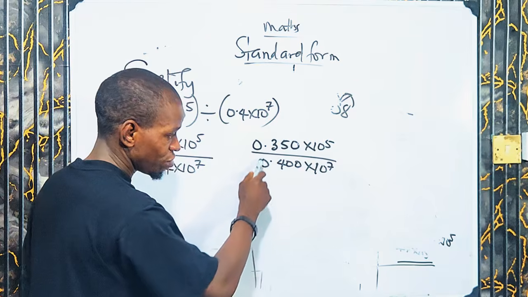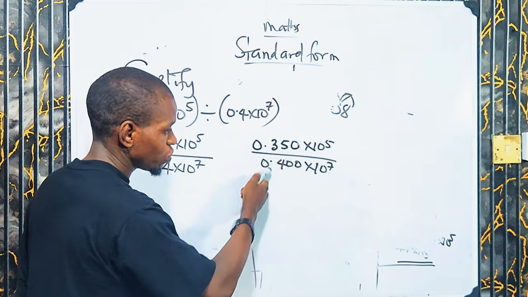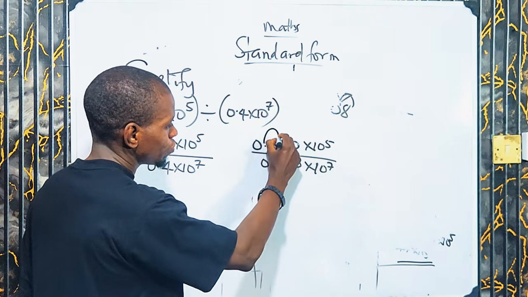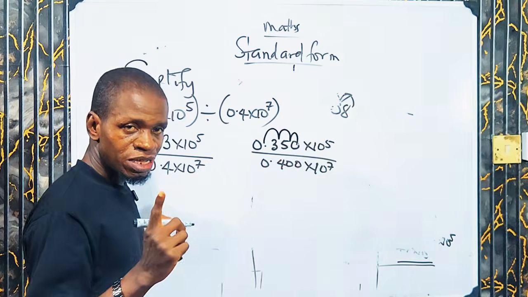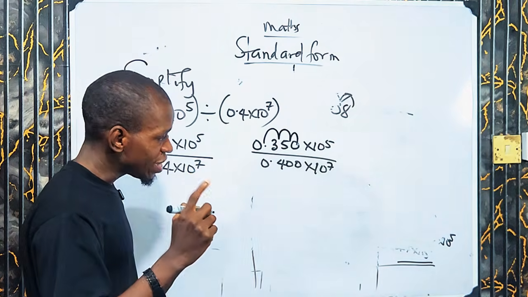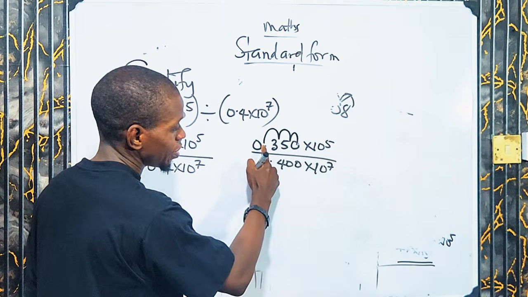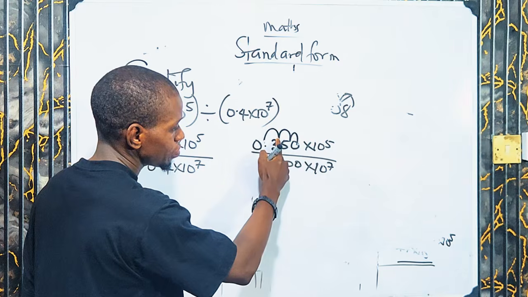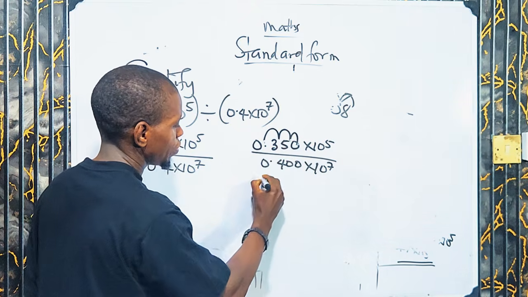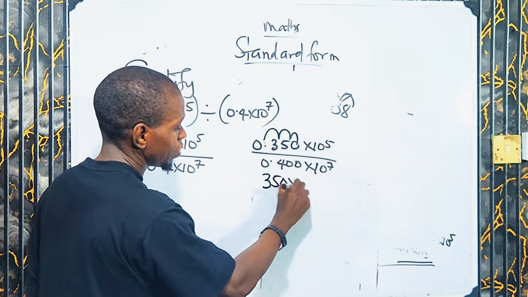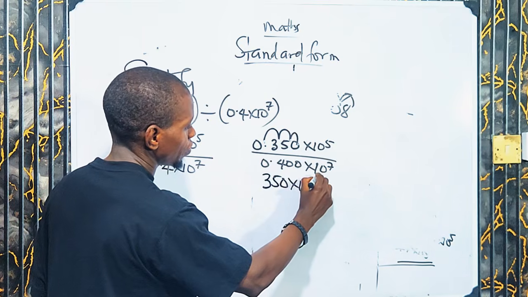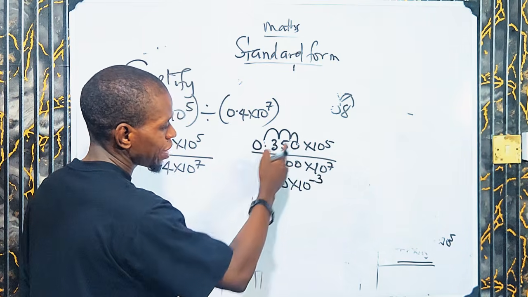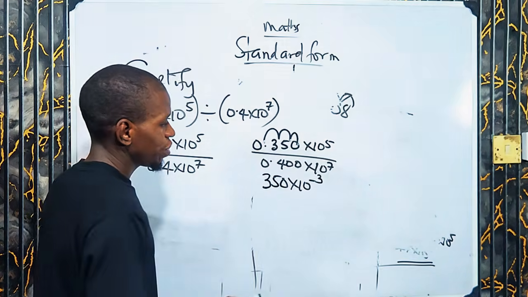So what do I say? Assuming I'm giving this question to solve, what will I say? From front to back is going to be what? Negative. Your n is going to be negative. How many times am I going to move? 1, 2, and 3. So I'm going to say 350 times 10 to the power negative 3, because from front to back is negative. Okay, take note of that.